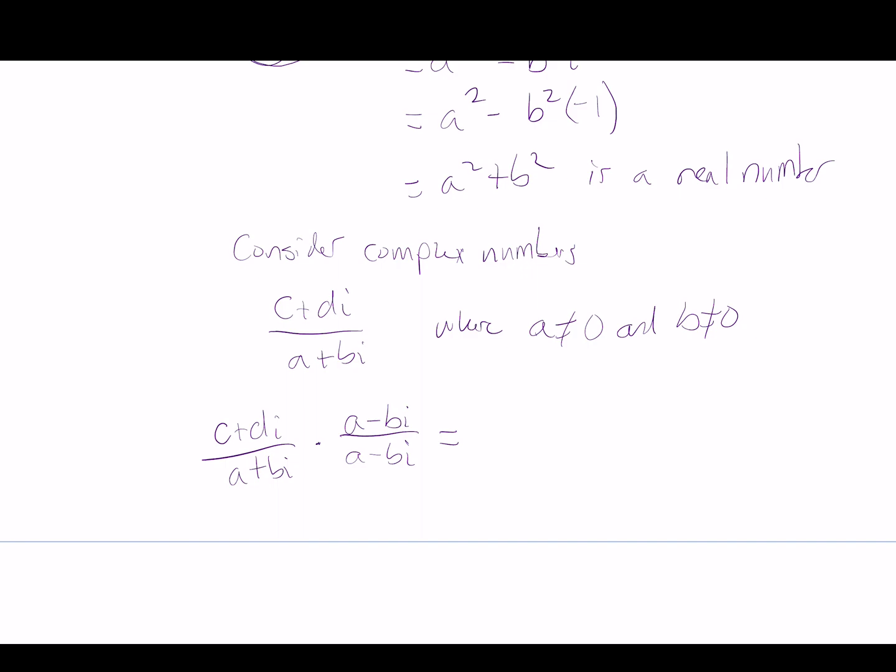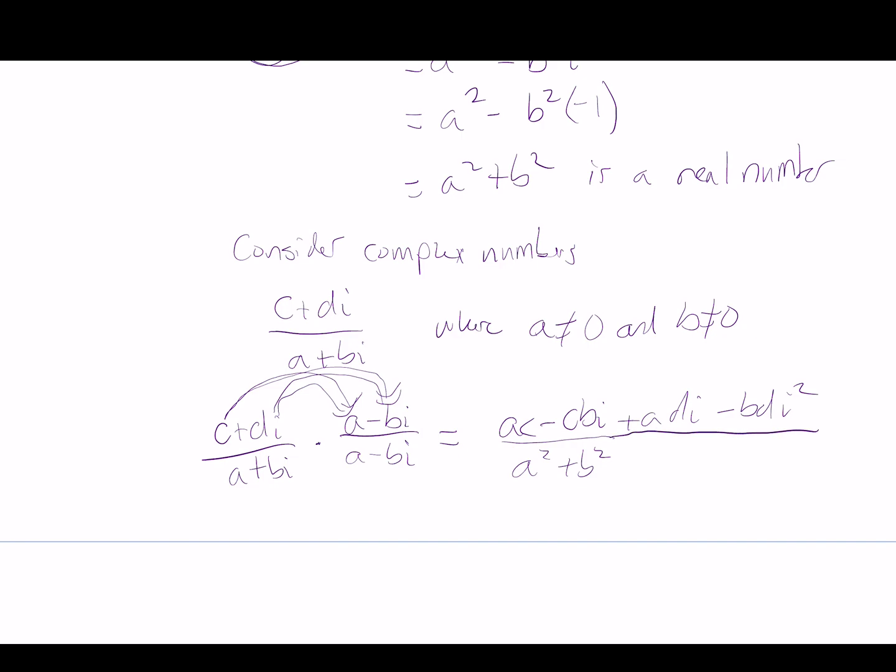Well, we know in the denominator, what will we get? Well, we just did that work. We'll get a squared plus b squared. In the numerator, we get c times a, or ac. c times minus bi is minus cbi. di times a, or adi. And then di times negative bi is minus bdi squared.